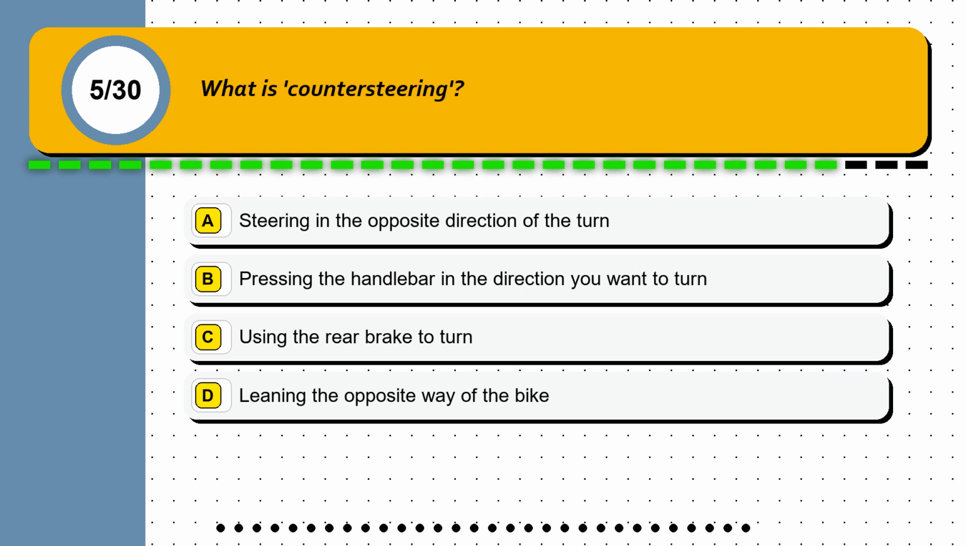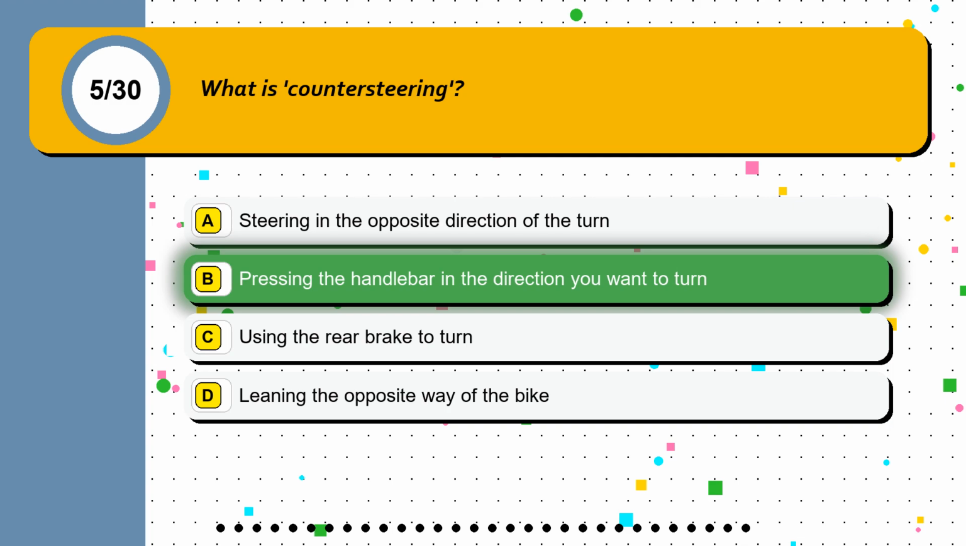Question 5. What is countersteering? Option A. Steering in the opposite direction of the turn. Option B. Pressing the handlebar in the direction you want to turn. Option C. Using the rear brake to turn. Option D. Leaning the opposite way of the bike.